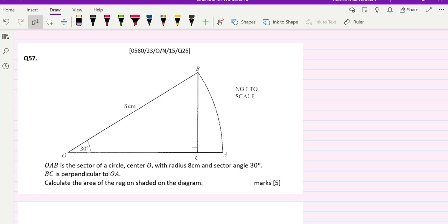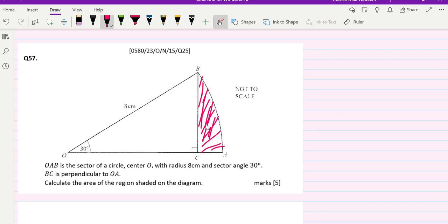This is from topic mensuration. In this question, OAB is a sector of circle with center O, the radius 8 centimeter and the sector angle is 30 degrees. BC is perpendicular to line OA. Calculate the area of the shaded region on this diagram. So you cannot see the shaded region part. This is the shaded part. We are supposed to work out the area for this part.